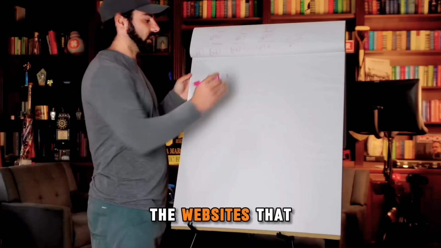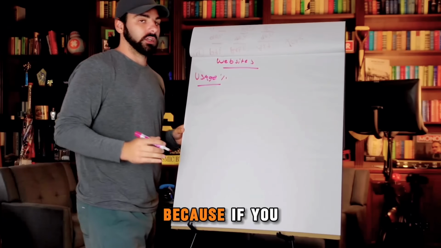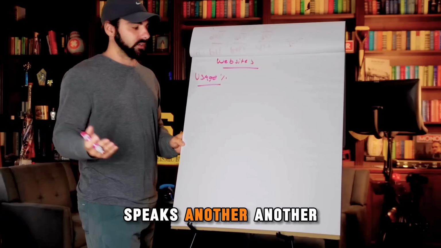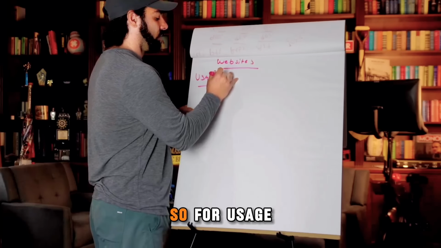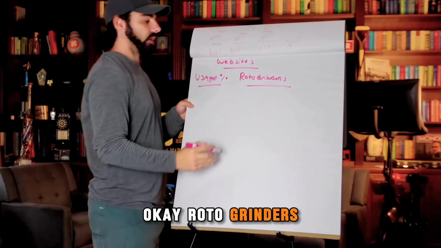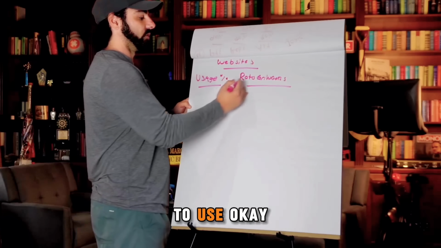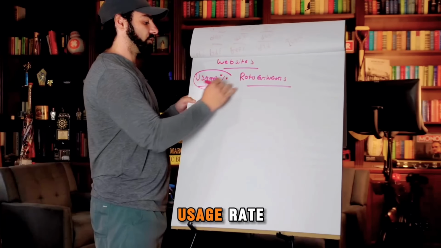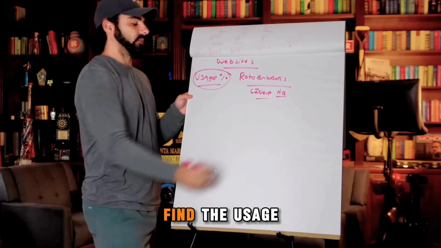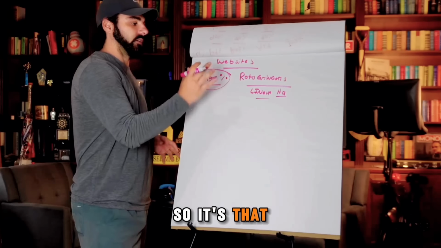Now, let's talk about the websites that you need to find this information. All right, so usage rate. Usage rate you need because if you don't know who the number one is on the team, and sometimes you might think you know, but if you look at usage rate, it speaks another language there. So for usage rate, the best way to look at that is to go to Roto Grinders. Okay, Roto Grinders is a paid website, but it's very vital when you're doing any type of props. Like, it's very useful to use. Okay, but on there you'll be able to find the usage rate, and that is under lineup HQ on Roto Grinders. It'll be labeled as USG percentage. So it's that easy to find that.